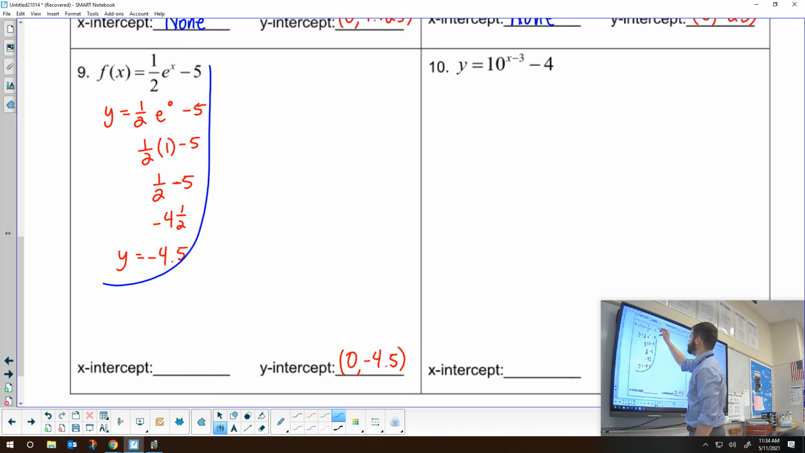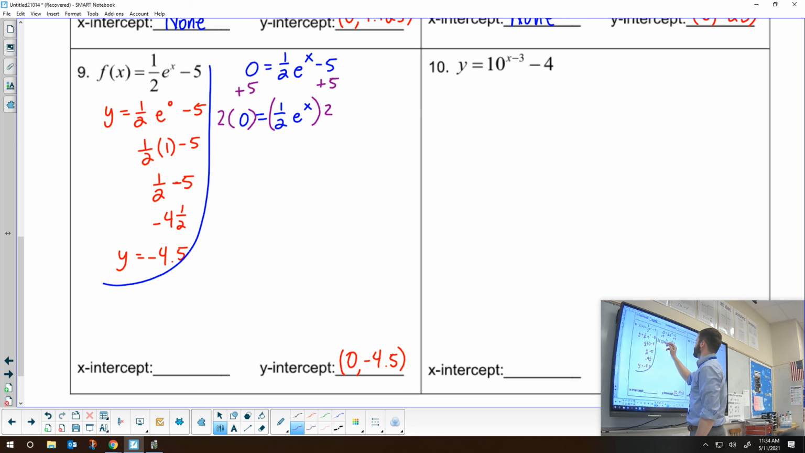Now for my x-intercept, we're going to plug in 0 for y. On this one, I can add 5 to both sides. Get 0 equals 1/2 e to the x. Get rid of that fraction by multiplying both sides by the denominator. Oh, I didn't change that. I left that a 0 for some reason. Sorry, that should be 0 plus 5, which is of course 5. So 2 times 5 is 10. These cancel, and so we get 10 equals e to the x.